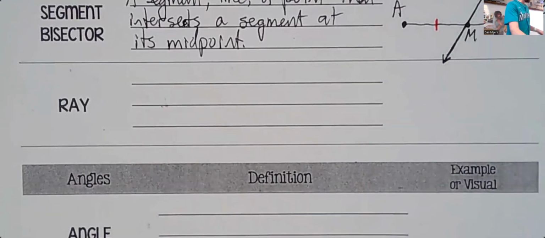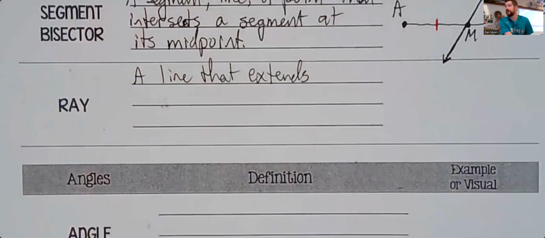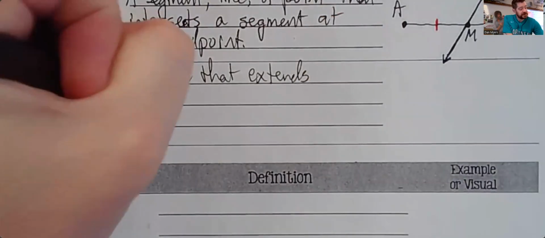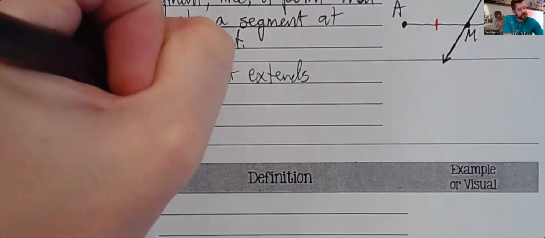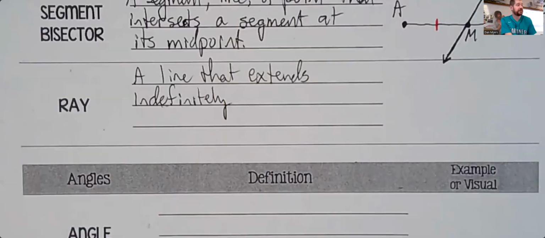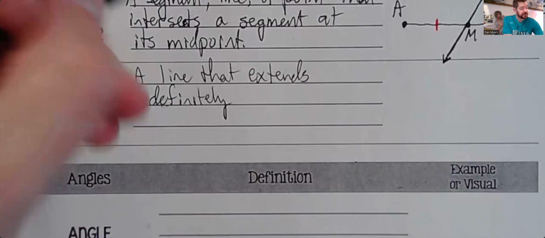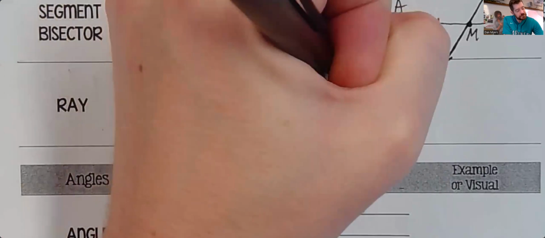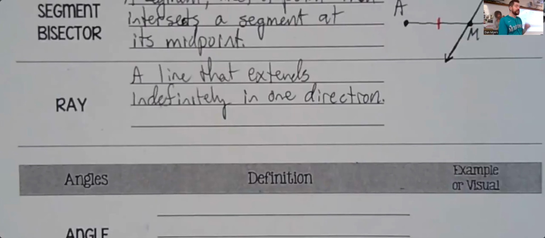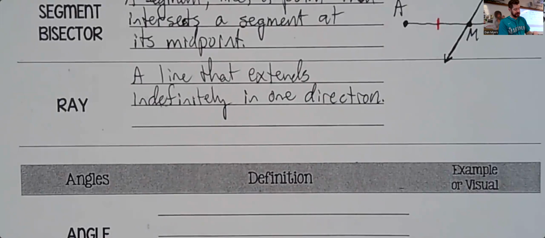Our first definition, ray. A ray is a line that extends indefinitely, meaning forever, in one direction. So a ray is a line that extends indefinitely in a single direction.